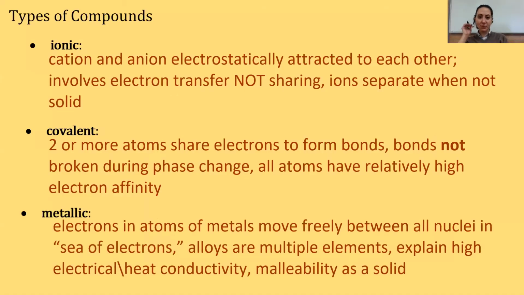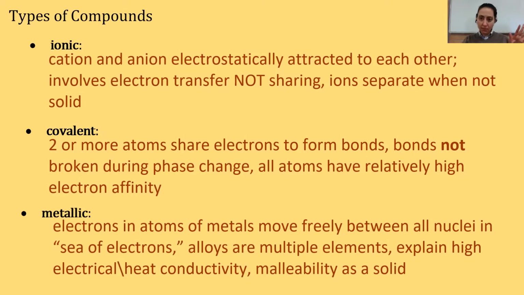Electrons and atoms of metals move freely between all nuclei in a sea of electrons. Alloys are multiple elements. They explain their high electrical and heat conductivity and malleability as a solid. So if you smack a piece of metal, the nuclei sort of have a cushion within this sea of electrons that they can move in, so they don't break. They're not very brittle. You can hammer pieces of metal flat or stretch it into a wire. Okay. So those are the three types of compounds.